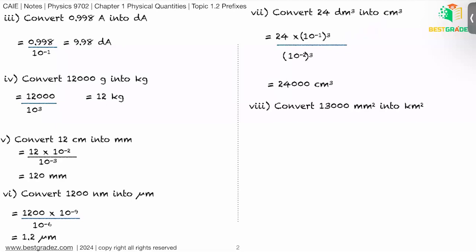Similarly, for millimeter square into kilometer square, the method is no different. We'll multiply by the value of prefix milli and then add kilo. So we'll divide by 10 power 3.